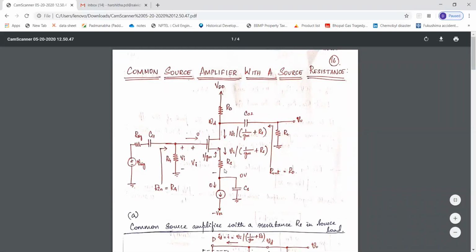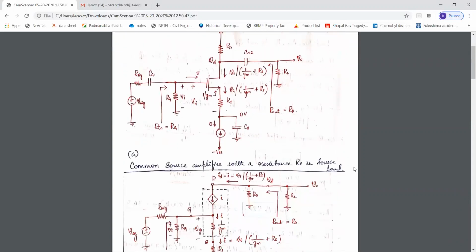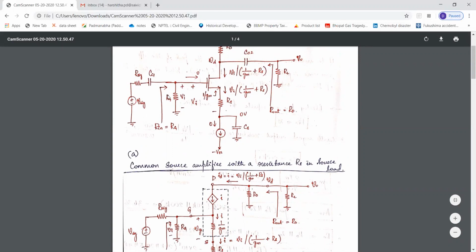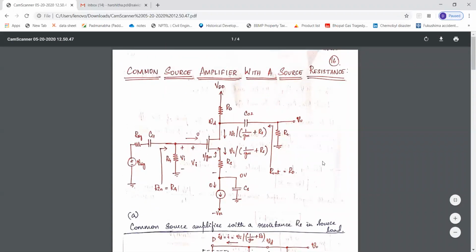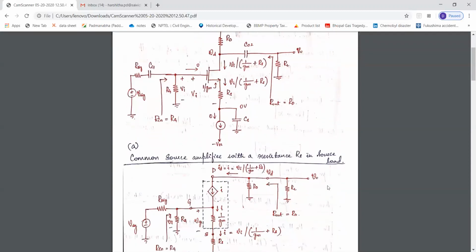Here the input current to the MOSFET is 0 because the resistance is very high. We have coupling capacitors CC1 and CC2. They perform the same operation as in a common source amplifier without a source resistance, that is, they block the DC and allow only the AC signal. And here also CS will act as a bypass capacitor, and it will protect the current source.